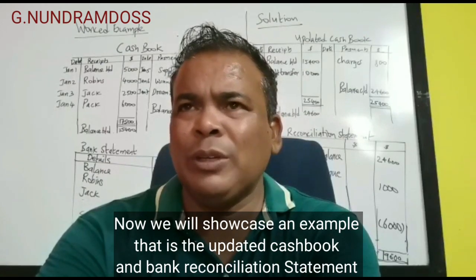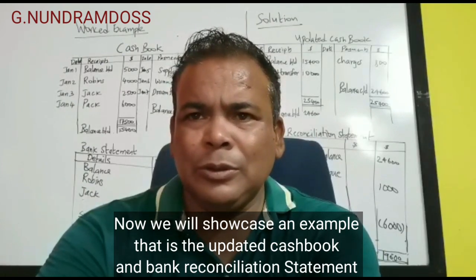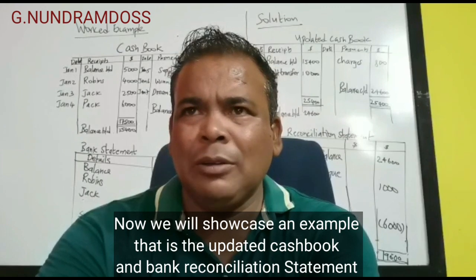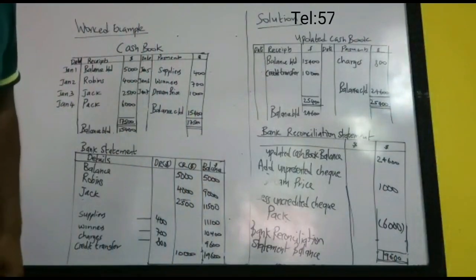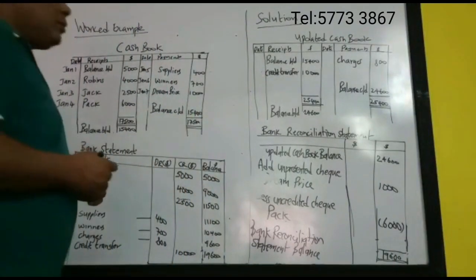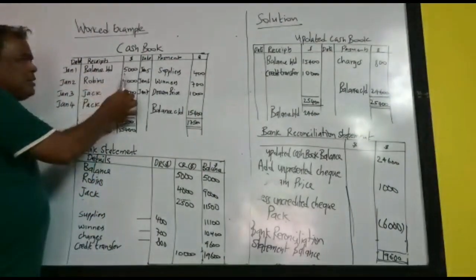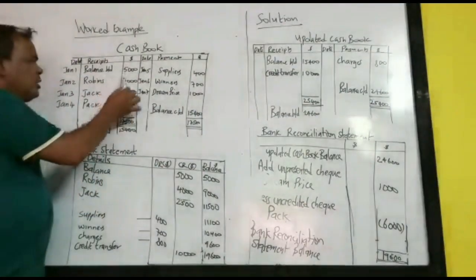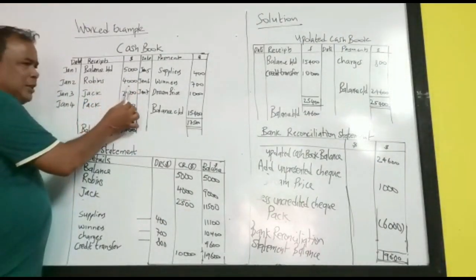A question will be given, then we will explain how to prepare the updated cash book and the bank reconciliation statement. Here we are. On the debit side, we have the balance in the cash book. This is the cash book of the business. We have a balance of 5,000,000, and we receive a cheque from Robbins Cat Mill.